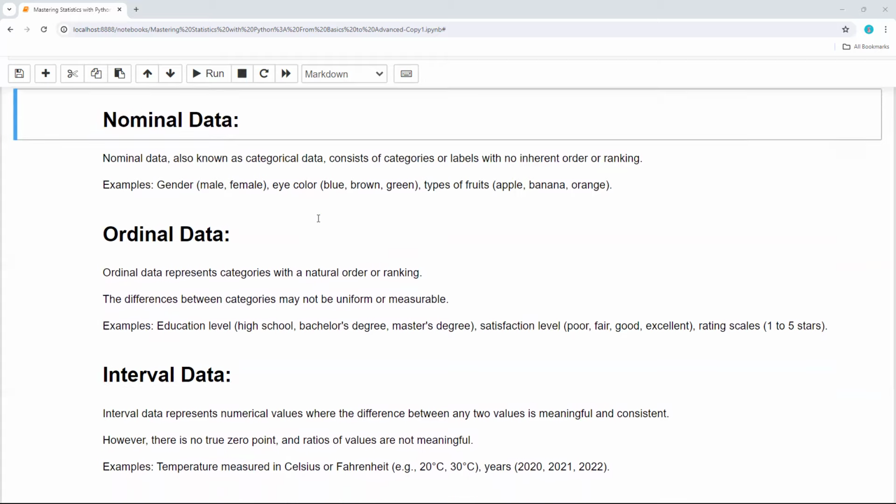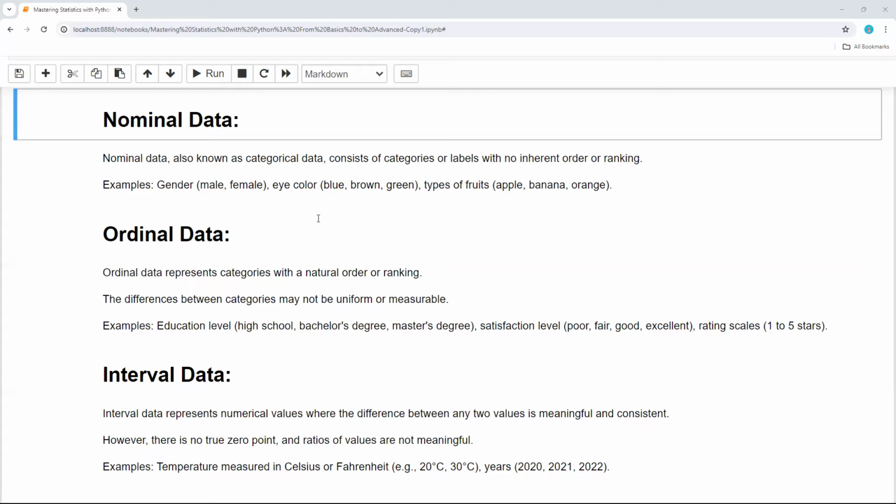Another data type is ordinal data. Ordinal data represents categories with a natural order or ranking. The difference between categories may not be uniform or measurable. So ordinal means the same categorical data with some order. An example is education level: high school, bachelor's, master's. There are some levels, right? High school, then bachelor's, then master's. The data is categorical, but there is an order in it.